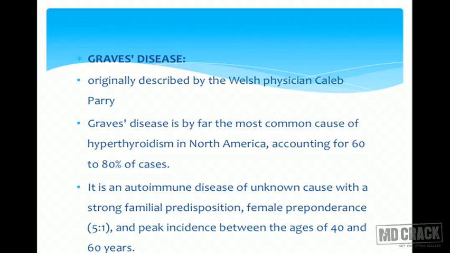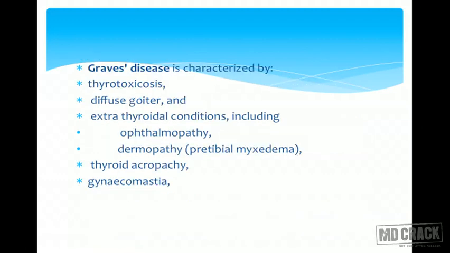Graves' disease is by far the most common cause of hyperthyroidism in North America, accounting for 60 to 80% of cases. So which of the following is the most common cause of hyperthyroidism? It is Graves' disease. It is an autoimmune disease of unknown cause. It has a strong familial predisposition with a female preponderance of 5:1 and peak incidence between the ages of 40 and 60 years. Graves' disease is characterized by thyrotoxicosis, diffuse goiter, and extrathyroidal conditions including ophthalmopathy, dermopathy, that is pretibial myxedema, thyroid acropathy, and gynecomastia.